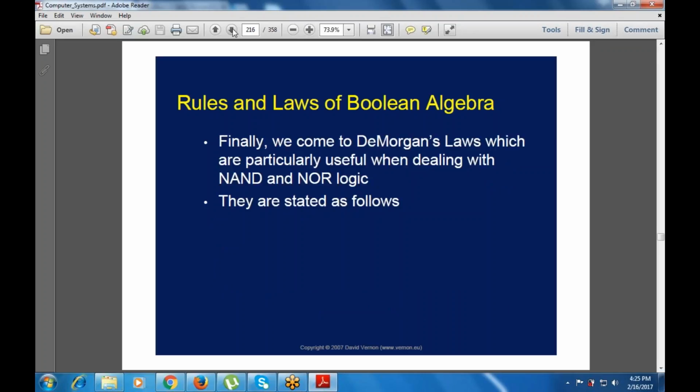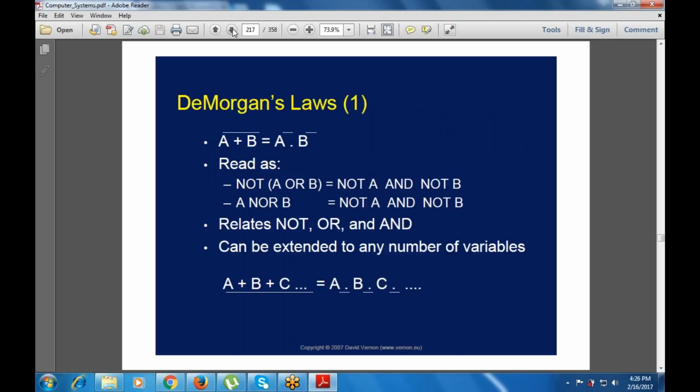Finally, we come to DeMorgan's law, which is particularly useful when dealing with NAND and NOR gates. And they are stated as follows. This is (A plus B) complement equals A complement into B complement. This is not of A or B, not of A and not of B. Then A NOR B is not of A and not of B. It can be extended to any number of variables.